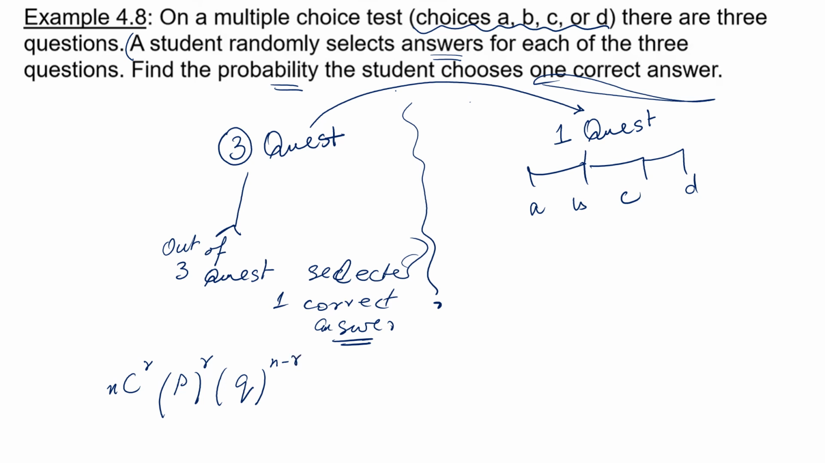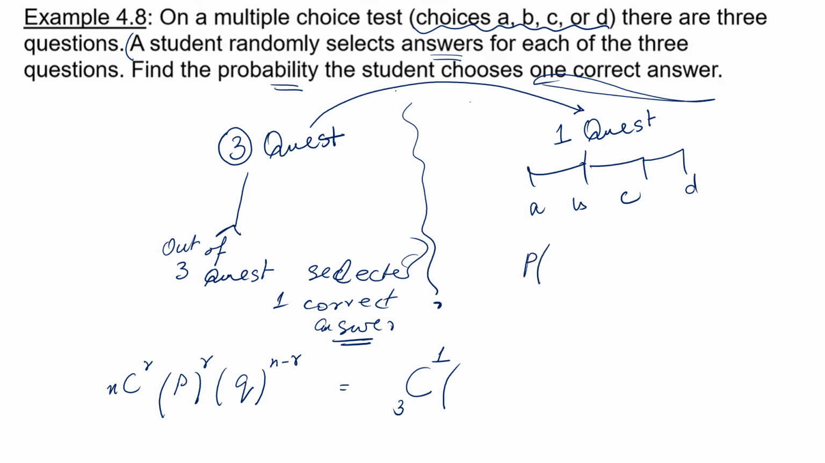So here how you will apply this formula. How many questions are there in the question paper? 3 questions. Total 3 questions. How many did he answer correctly? One answer he gave correctly. So r is 1. Now what is the probability of success?